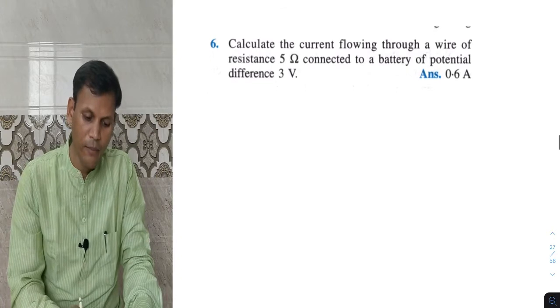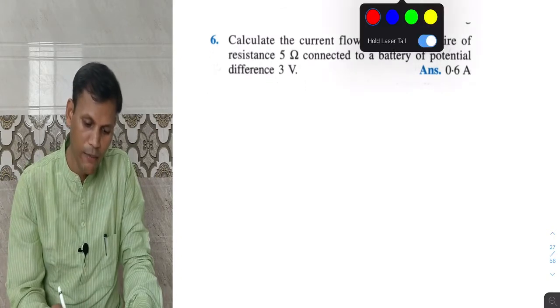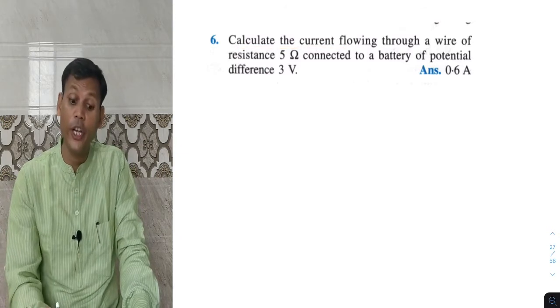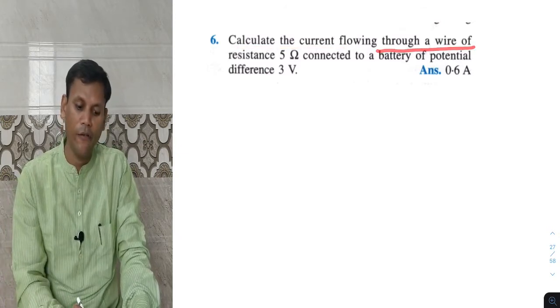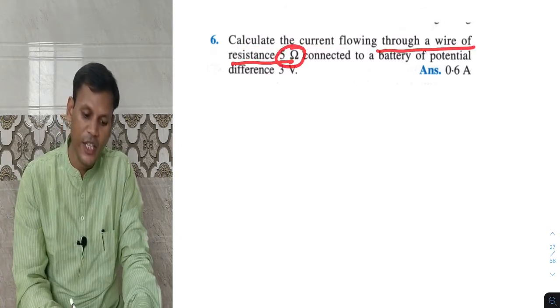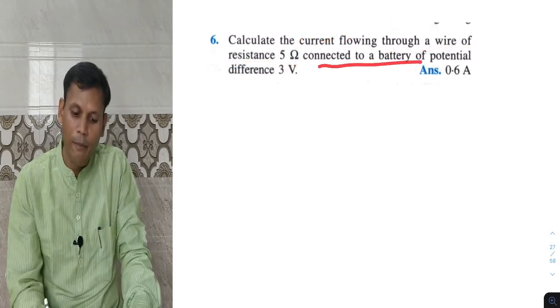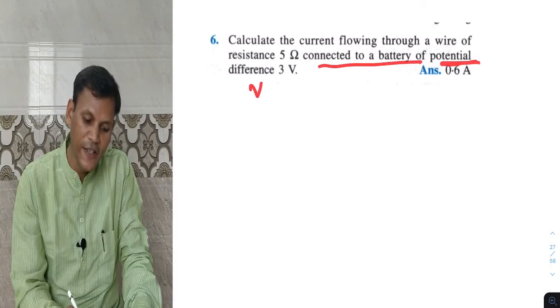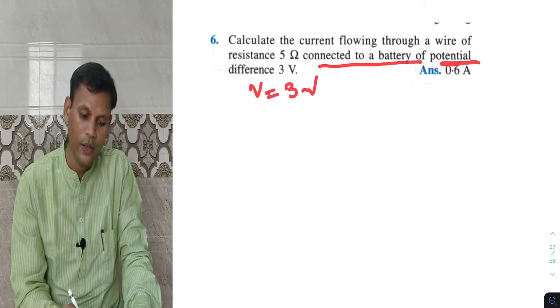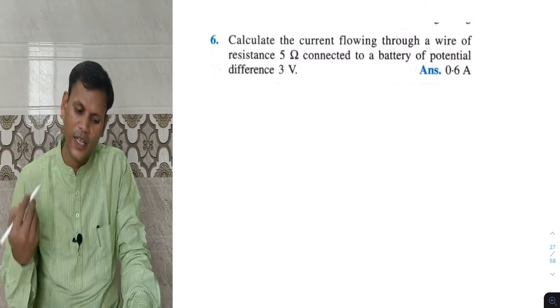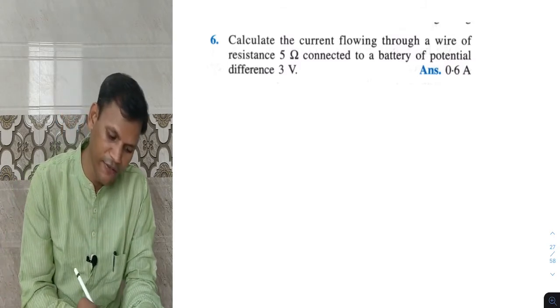Now question number 6. Calculate the current flowing through a wire of resistance R given as 5 ohm, connected to a battery of potential difference V as 3 volt. So current is to be found out, as resistance is given and potential difference is given.